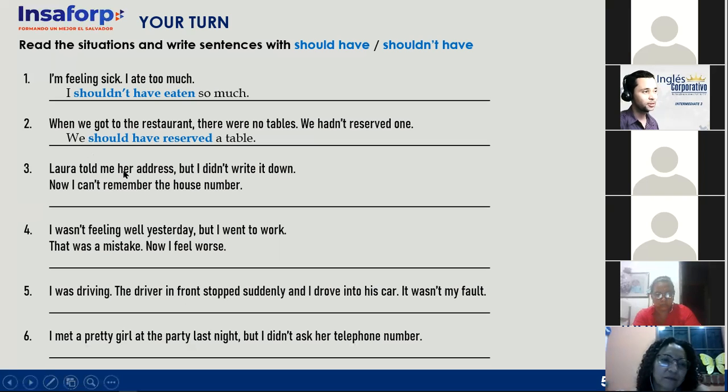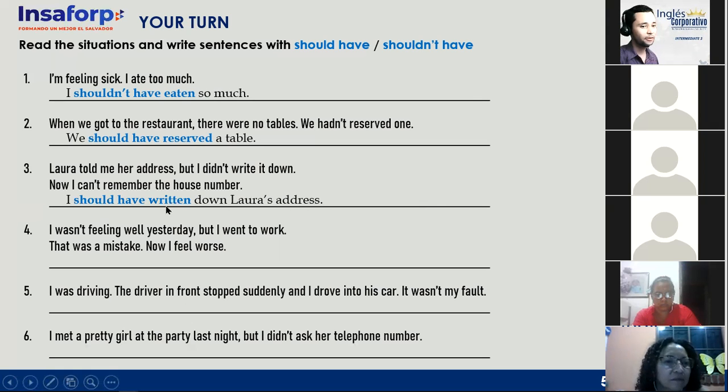Okay, very good. Just the pronunciation. I should have written. Should have written down Laura's address. O simplemente her address. Written down. Write down nos indica cómo tomar apunte. Eso significa apuntar. Write down. So I should have written down Laura's address, or I should have written down her address. Very good. Thank you, Sandra.